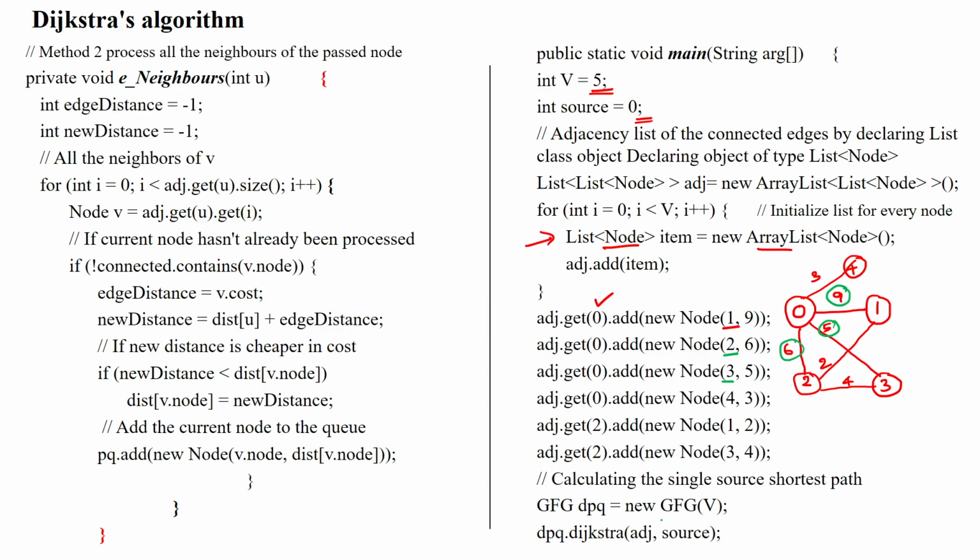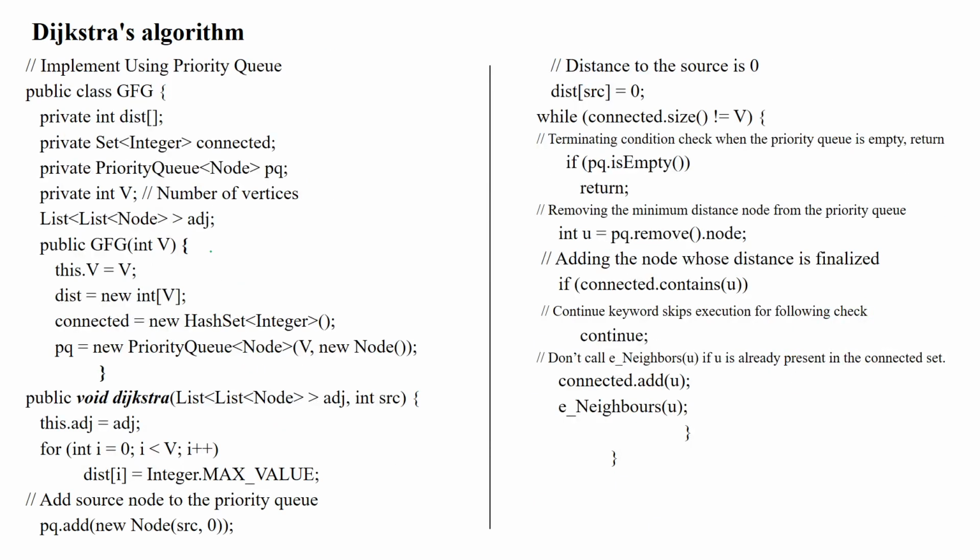Then we are calling a method to construct the shortest path by using Dijkstra's algorithm. Here the graph is created with a distance variable and a connected variable, which is a set that tells whether that vertex is connected with the source vertex or not. Then a priority queue to select the minimum edge. Priority queue always has the high priority value in the front.